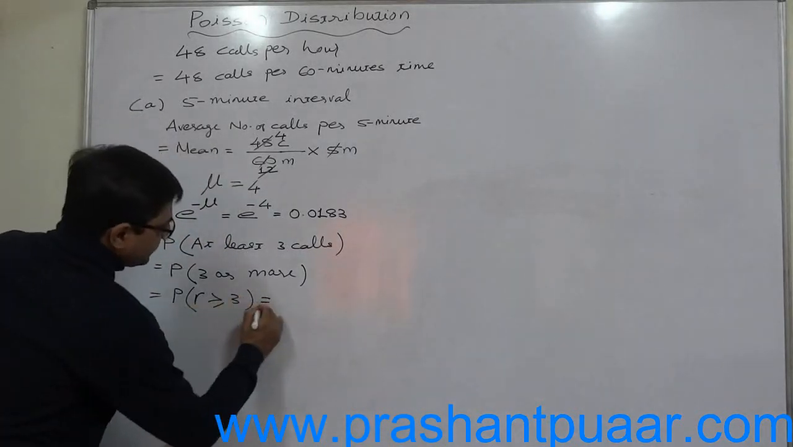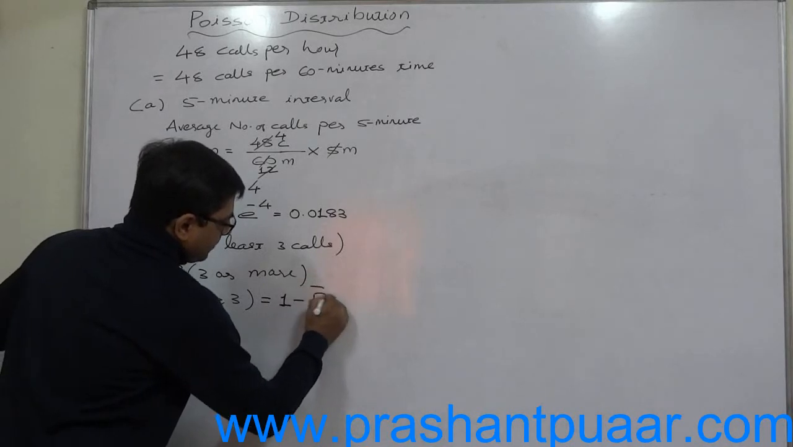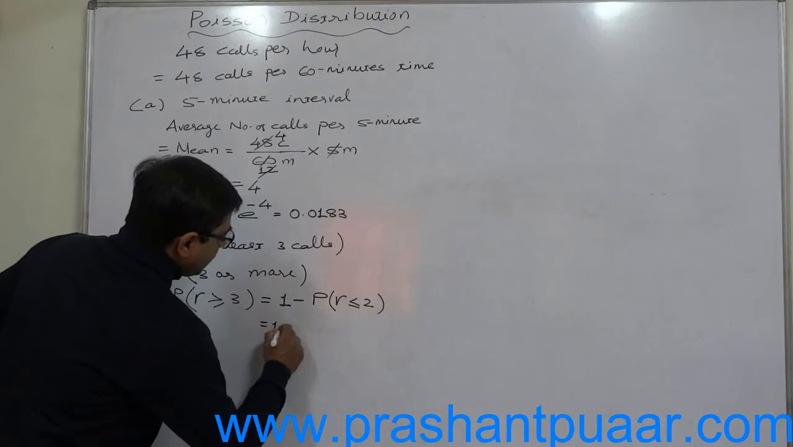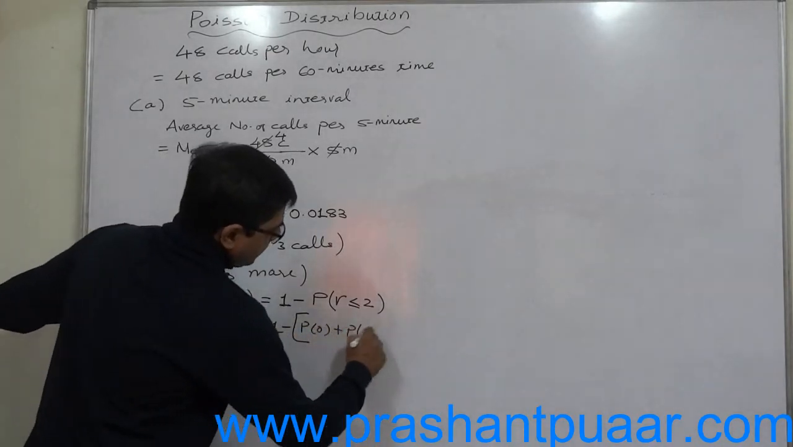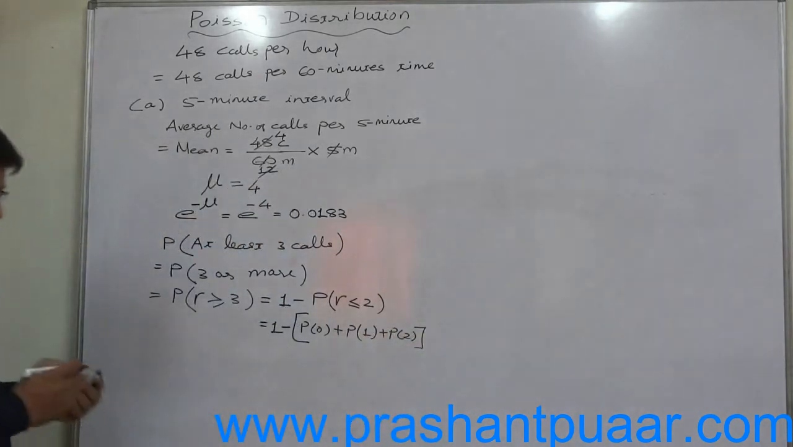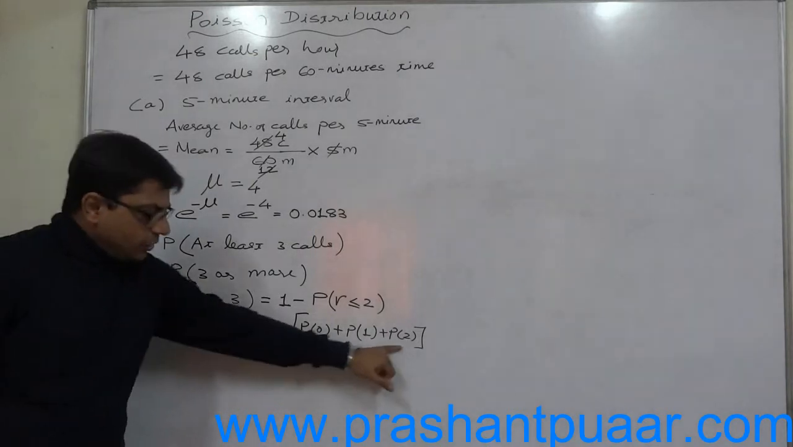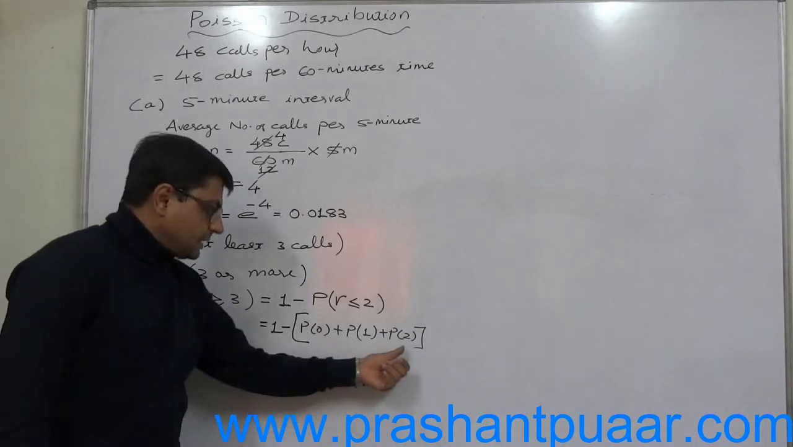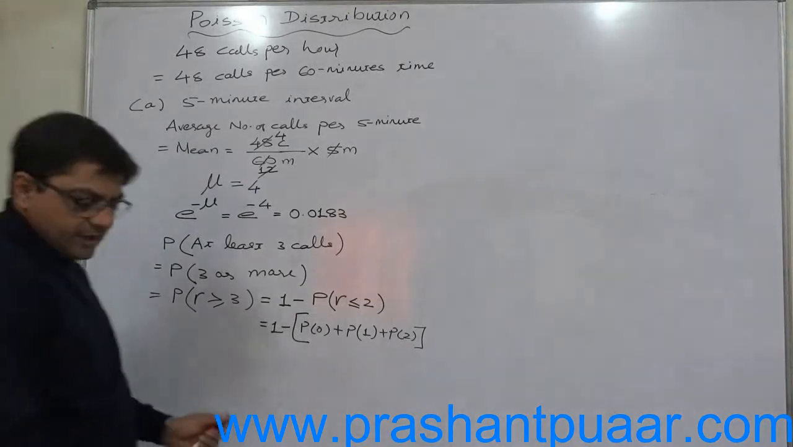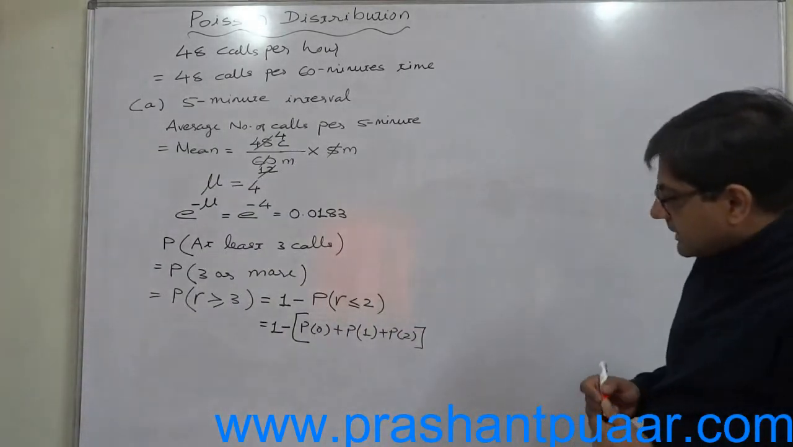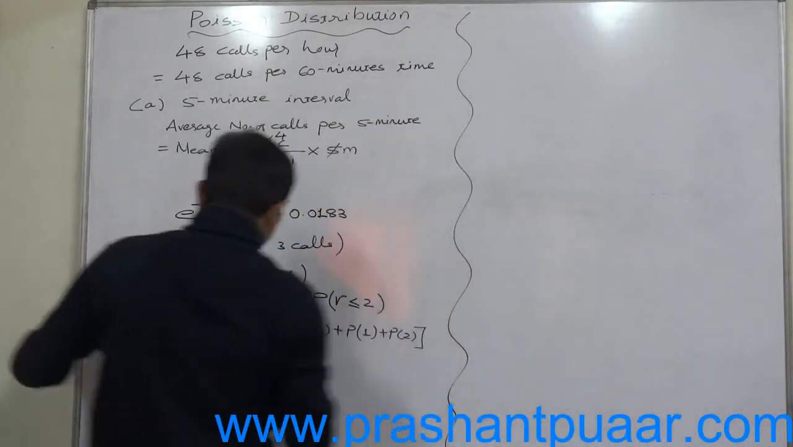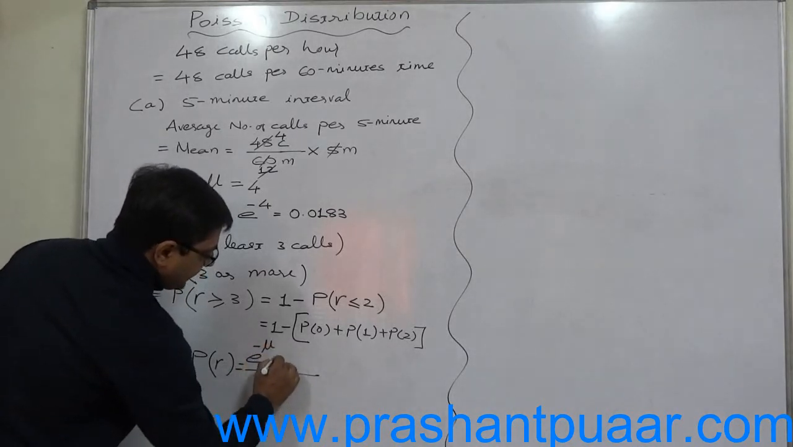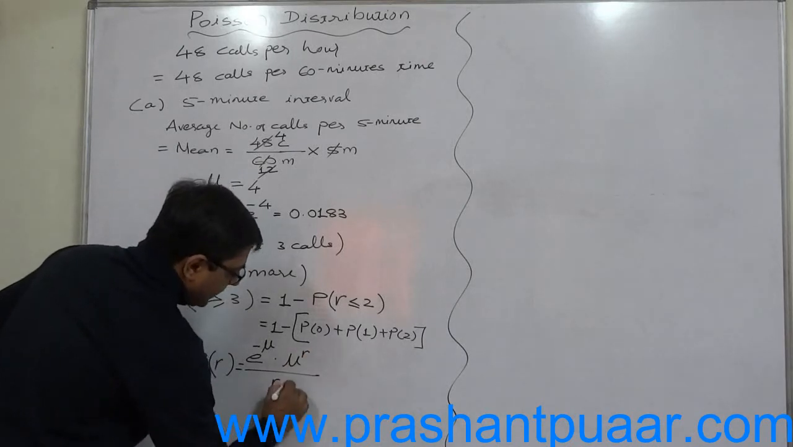So first we are going to find the probability of 2 or less. So the probability of R greater than or equal to 3 means 1 minus the probability of R less than or equal to 2. More precisely, we need 1 minus P of 0 plus P of 1 plus P of 2. As this is the very first question, we are going to find all these three probabilities separately. Otherwise, in case of Poisson distribution, we can find the summation of all these three probabilities at a stretch. But in the very first case, we are not going to go for any shortcut. So first of all, the probability of R successes according to Poisson distribution is e raised to minus mean into mean raised to R upon R factorial.